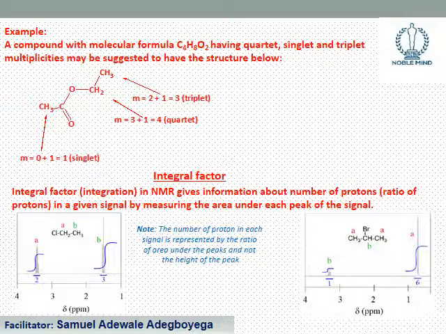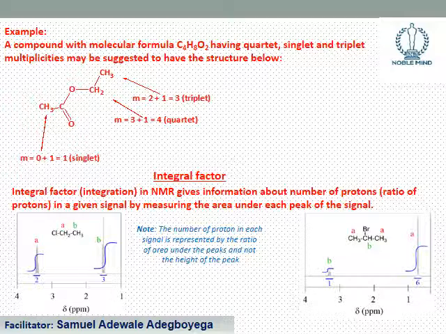I'm referring to the one on C3 bonded to C double bond O. So that means N equals 0, and the multiplicity is now given to be equal to 1. So you are expecting a singlet signal, just one signal.